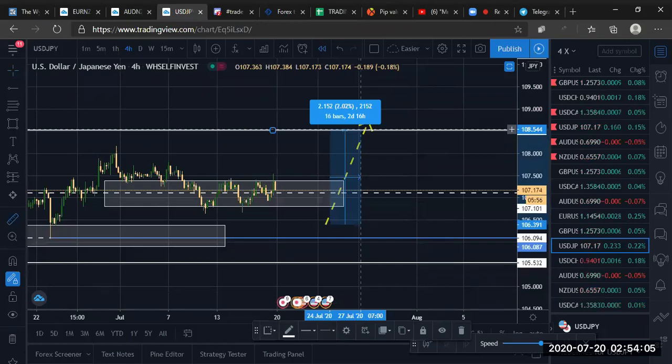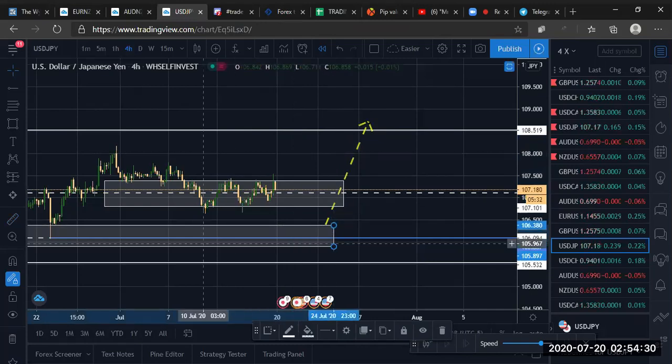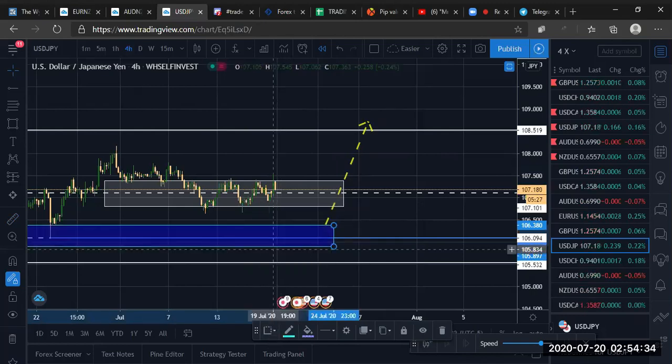This is why I got to have my zones marked off, so that way I can go ahead and just jump. Once it gets low into this area, it is time to start looking for buys. I'm getting tongue tied. And I actually have that marked off. I mean, template buy zone, this support and resistance zone.